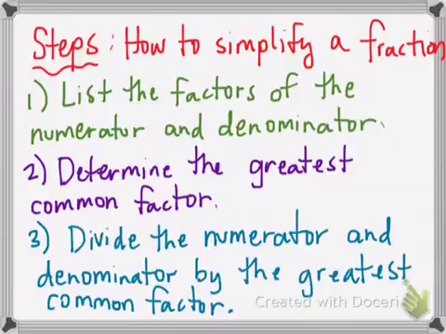So these are the 3 steps of how to simplify a fraction. These 3 steps should be copied down in your notes. Step 1, list the factors of the numerator and denominator. Step 2, determine the greatest common factor. Step 3, divide the numerator and denominator by the greatest common factor. Again, these steps should be copied in your notes, so please feel free to pause the video to copy down the steps.